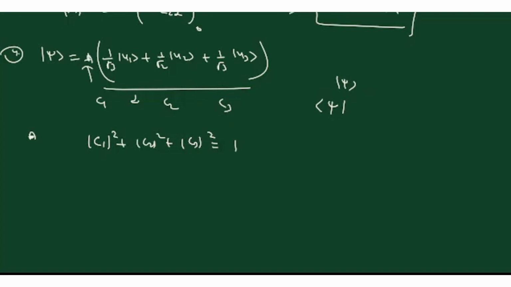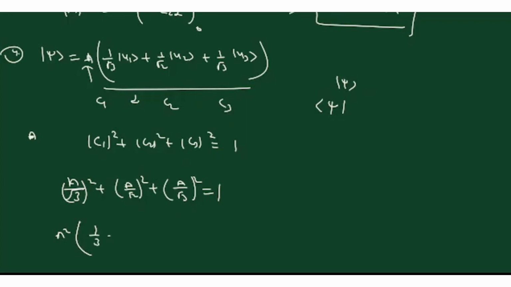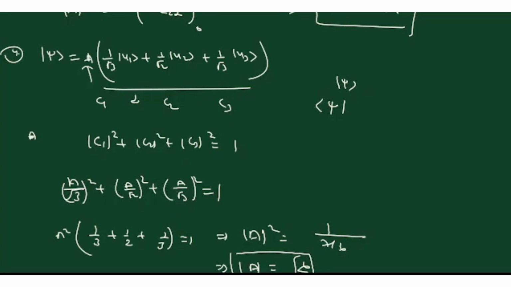So can we say a by root 3 will be squared, and a by root 2 will be squared, and a by root 3 will be squared, is equal to 1. Now my a square will be taken common. 1 by 3, 1 by 2, 1 by 3 is equal to 1. Now my a square is equal to 1 upon 7 by 6. So from here I can say my modulus of a is equal to root of 6 by 7. Okay, that's the normalization of that state.